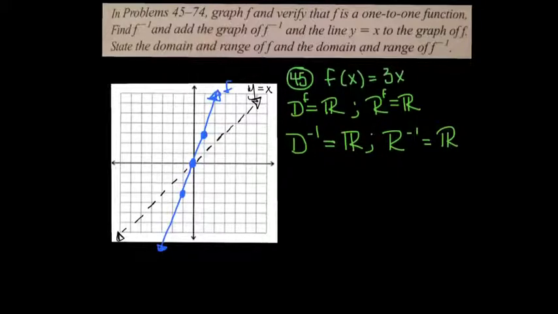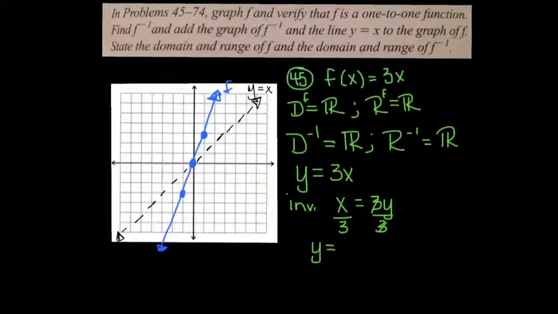If I calculate the inverse of this function, I know that my function is y equals 3x. The inverse is found by switching the x and the y, switching the domain and the range. So that will give me x equals 3y. To solve for y, I would just divide both sides by 3. My 3's cancel, so I have y equals x over 3, or 1/3 x, which in functional notation, and I use the superscript of -1 to indicate the inverse function, the inverse function is f inverse of x equals 1/3 x.